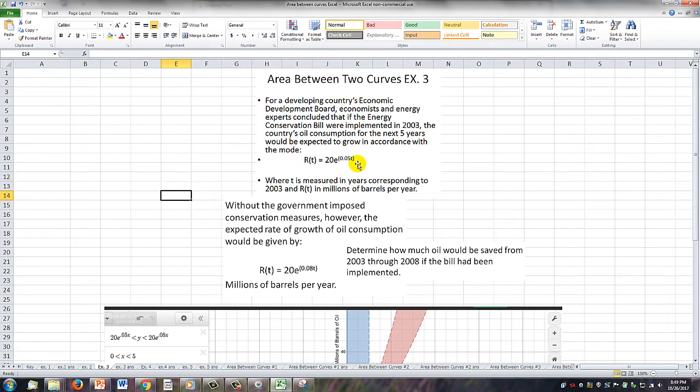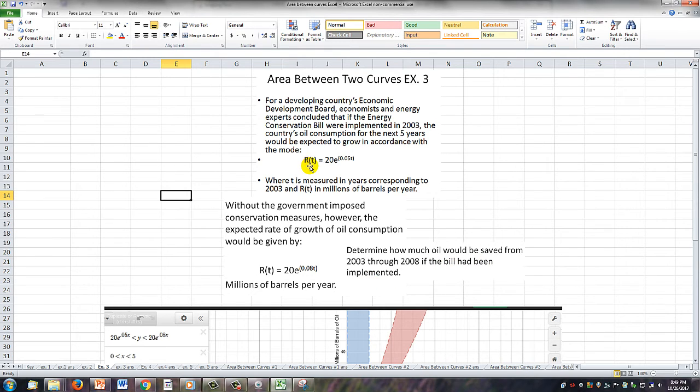So that's our hint that this is a rate of change. Without the government-imposed conservation measures, however, the expected rate of growth of oil consumption would be given by R of t equals 20 e to the 0.08 t million barrels per year. Determine how much oil would be saved from 2003 to 2008 if the bill had been implemented.